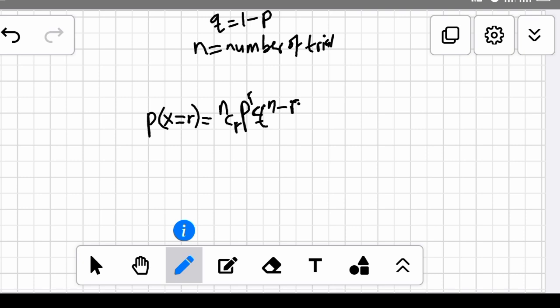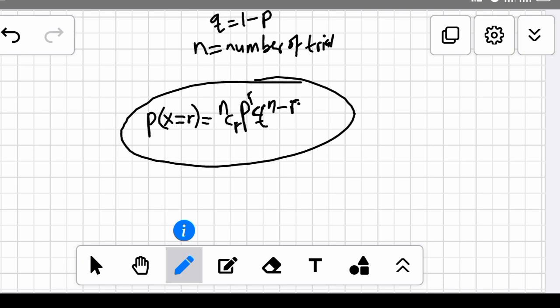Then don't forget, P is the probability of having head in every trial. Q is the probability of having tail in every trial. So this formula directly represents the binomial distribution. Okay, let's take a question to explain that.